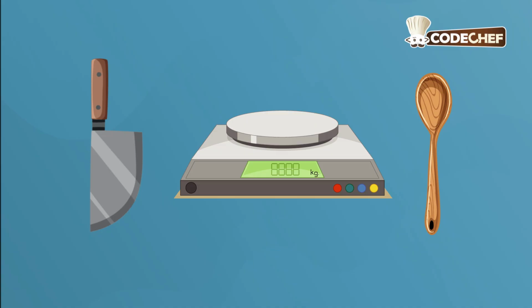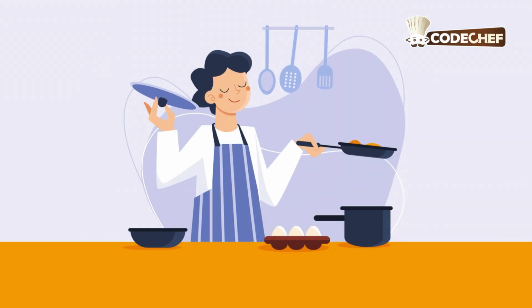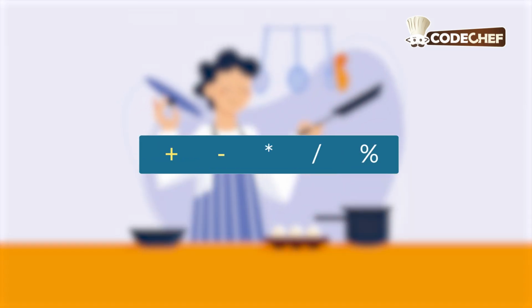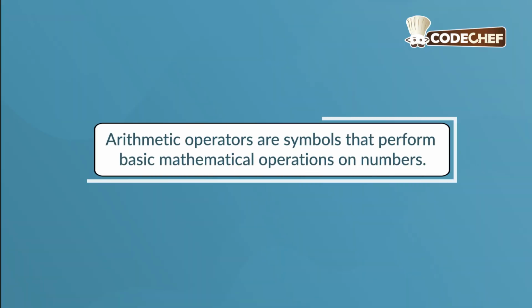Think of arithmetic operators like tools in a kitchen: a knife to cut vegetables, a spoon to mix ingredients, a scale to weigh flour. Each tool has a specific job, just like each operator has a specific mathematical task: adding, subtracting, multiplying, dividing, and finding remainders. In Java, arithmetic operators are symbols that perform basic mathematical operations on numbers.